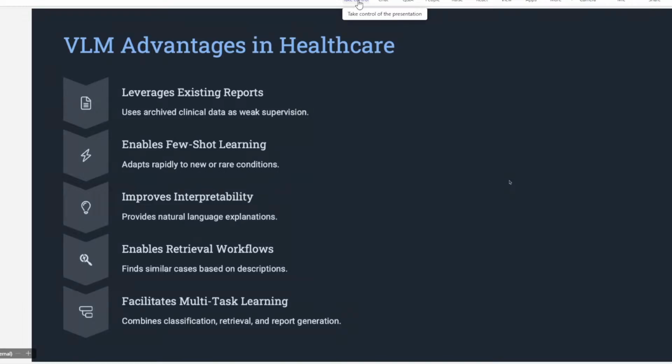And finally, they also support multitask flows, where we saw something like MedPalm, which was capable of doing classification, generation, and even retrieval, all with just one model, and that too for various modalities.